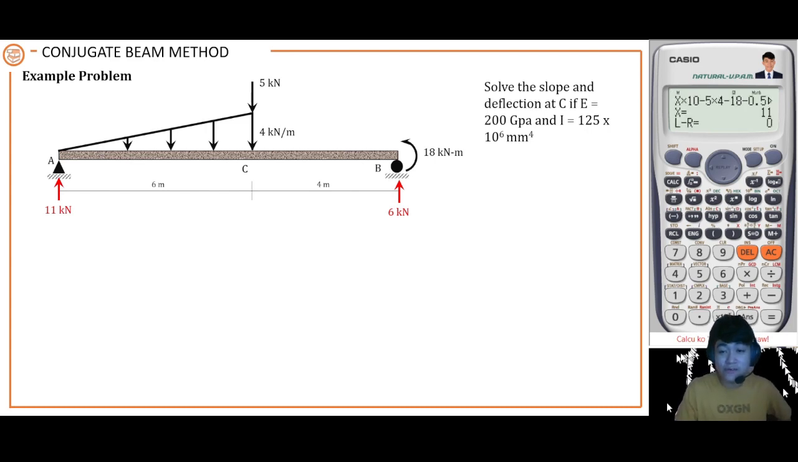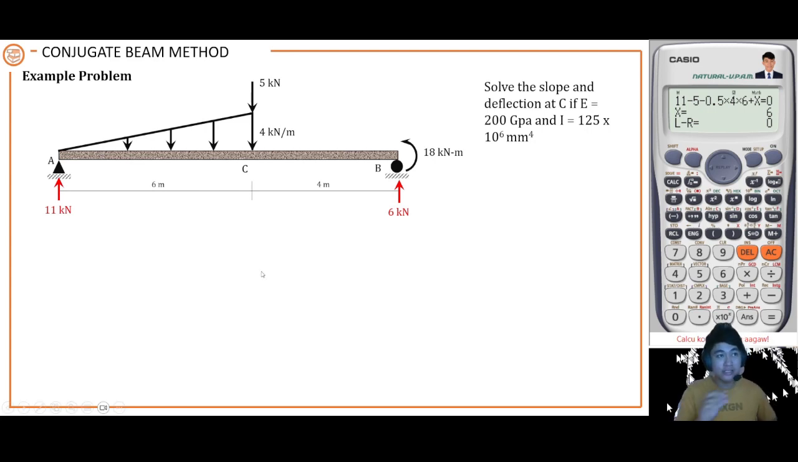Okay, so 11. So summing forces vertically, it will give us 6. Let's say 11 minus 5 minus 0.5 times 4 times 6, and then plus the unknown, equals 0. The answer is 6 kilonewtons.